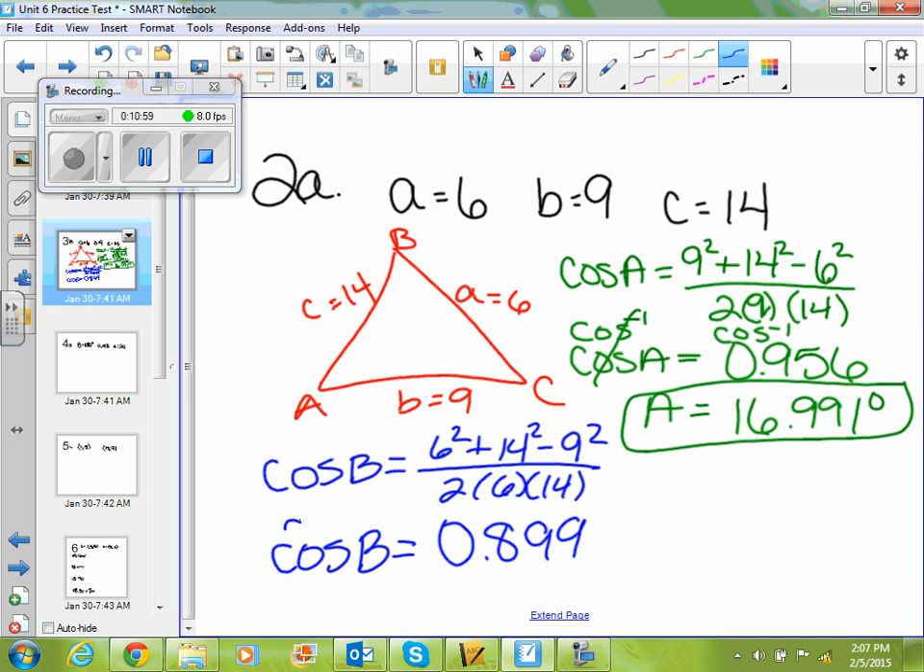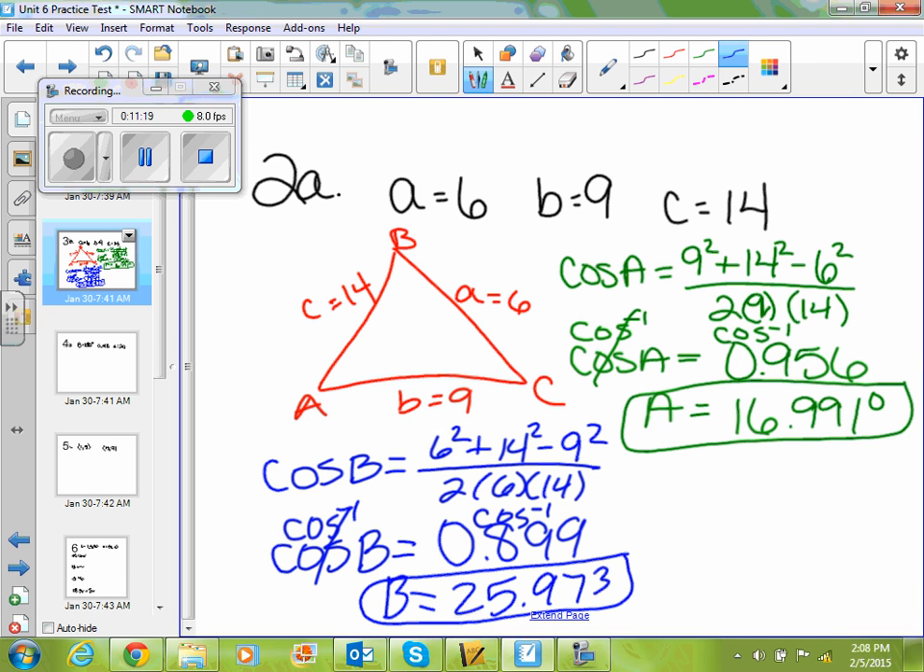Now if you take your inverse cosine of that, what does B equal? 25.973. Sometimes your calculator will round differently and you'll get 25.998. But it doesn't really matter. It's very small differences.